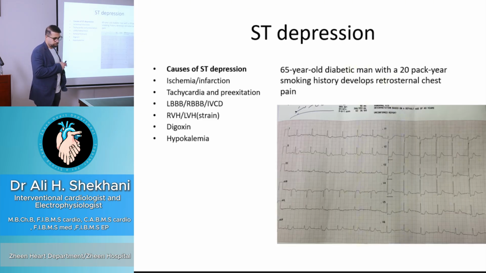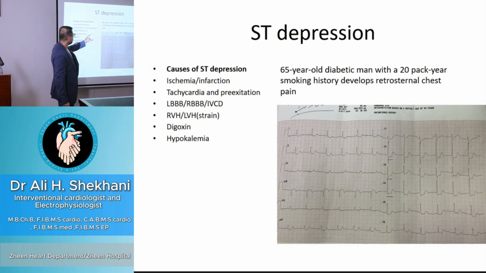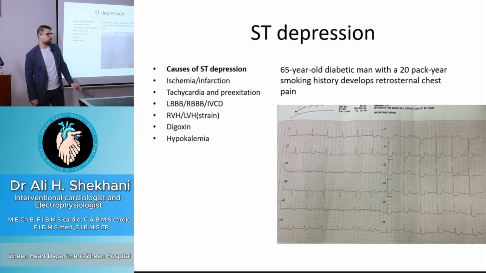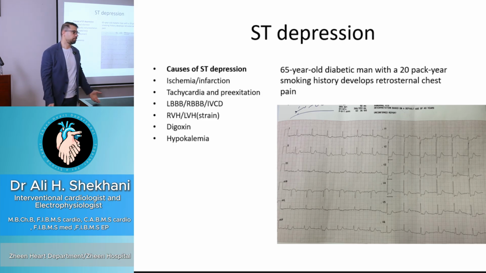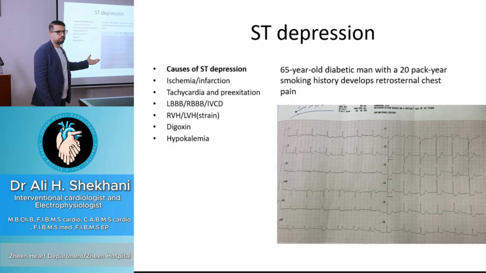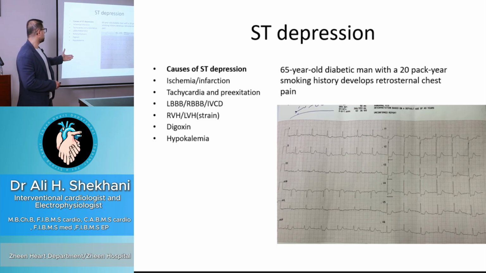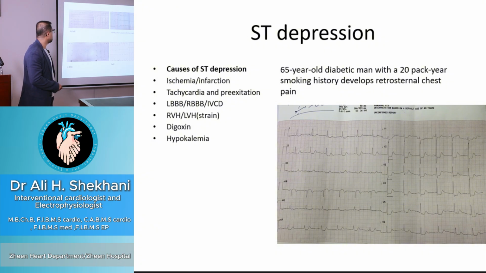So as I told you, history is very important for any ST depression. This patient is diabetic and a smoker, presented with this ECG. So it is very simple. This ST depression is most likely due to acute coronary syndrome. But without history, there is a large list of causes. We cannot identify the cause exactly.